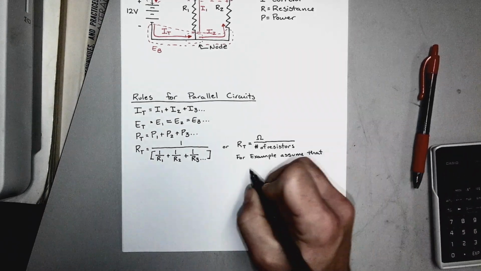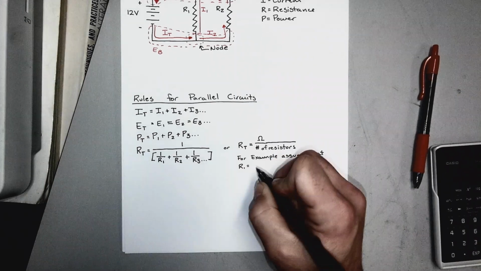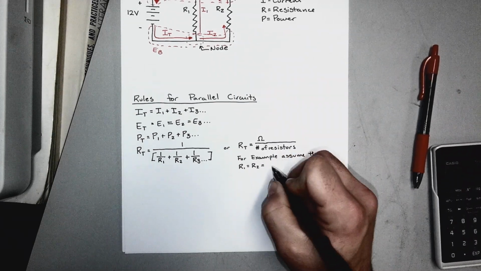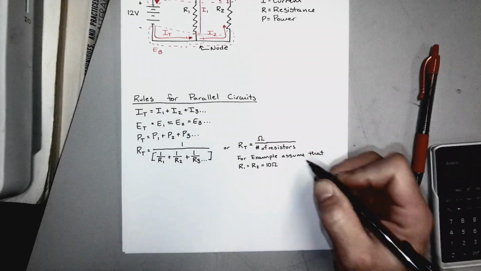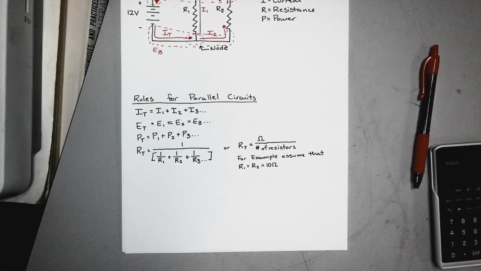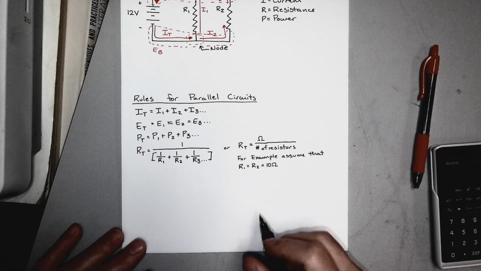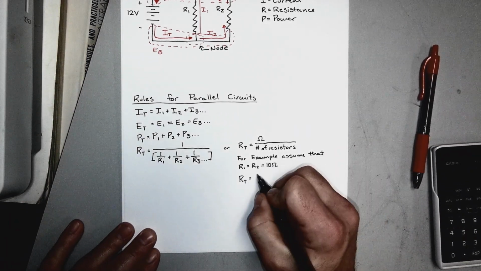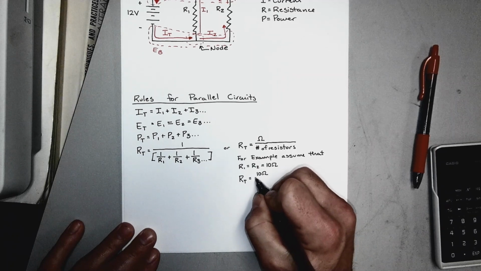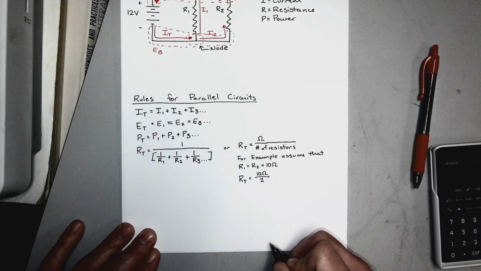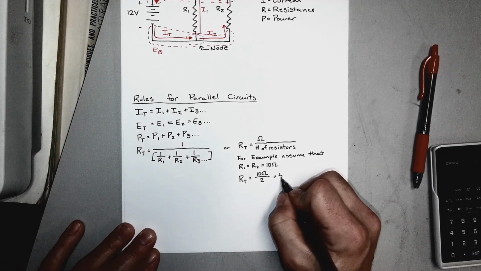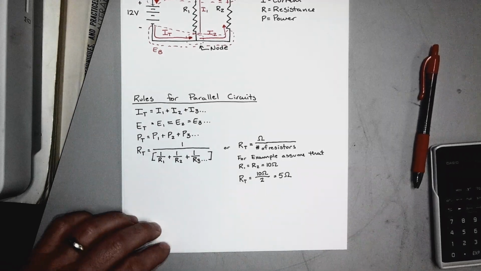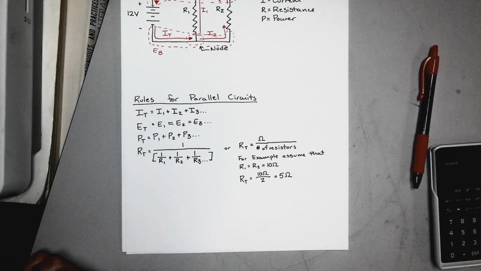So for example, we assume that R1 is equal to R2 is equal to 10 ohms. And so all I'm saying there is that R1 and R2 are both equal to each other, and they're both equal to 10 ohms. Well, how many resistors do I have? Well, I have 2 resistors. And so RT for this case is going to be 10 ohms divided by the number of resistors, which is 2, in which case RT would be 5 ohms. And that's really important to remember. That can speed up calculations quite a bit.